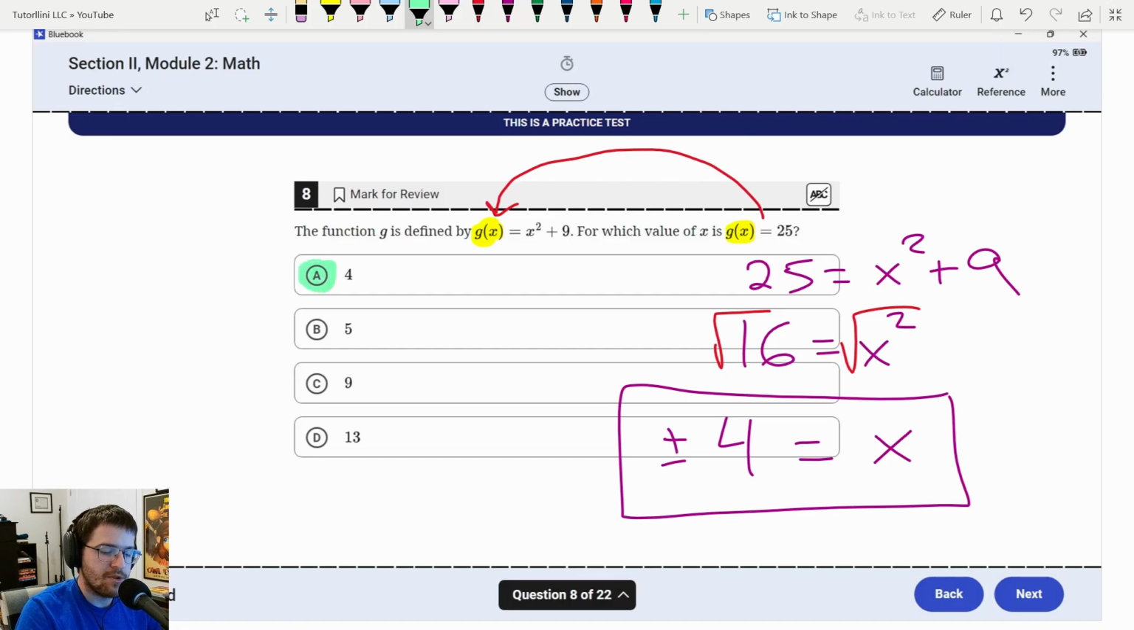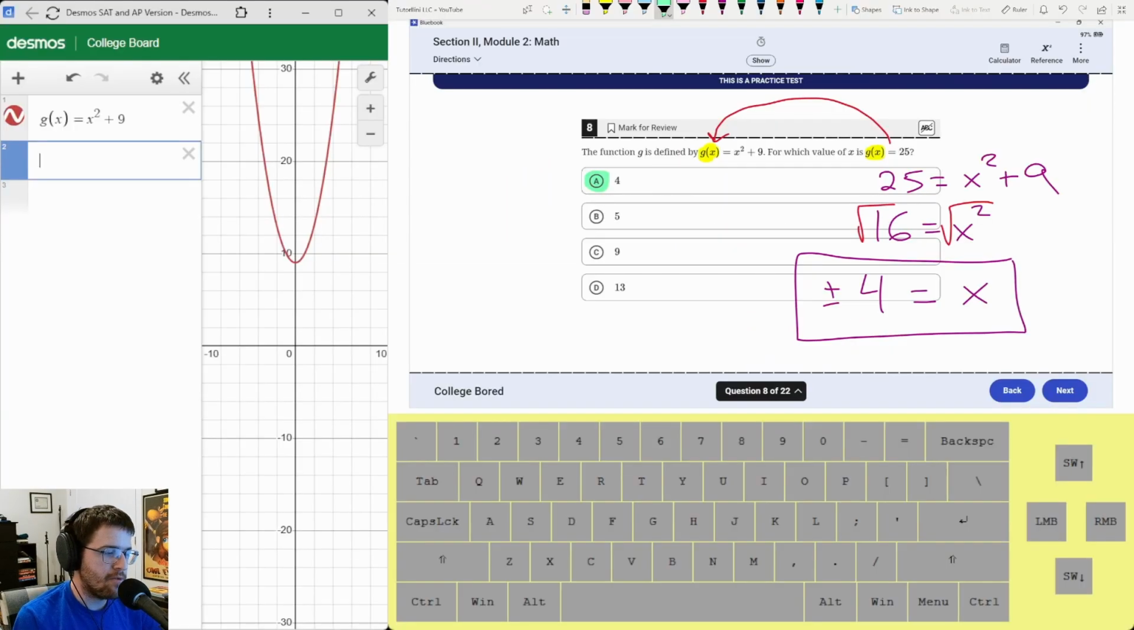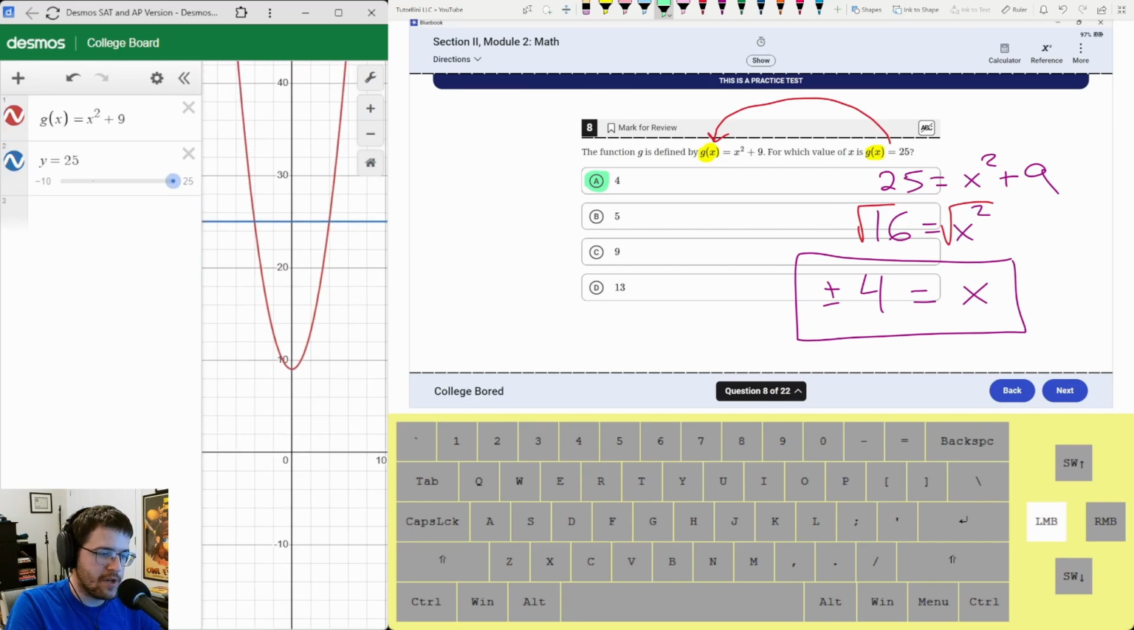We could do this on Desmos too, so let's go do that. Okay, so I typed in the function. I would suggest you could type in g of x equals 25 next, but I would suggest just getting in the habit of recognizing that the function we could just refer to as y. So that way Desmos doesn't get confused. Why don't we type in y equals 25 just to make it a little easier. And now we will click where the red and blue meet.